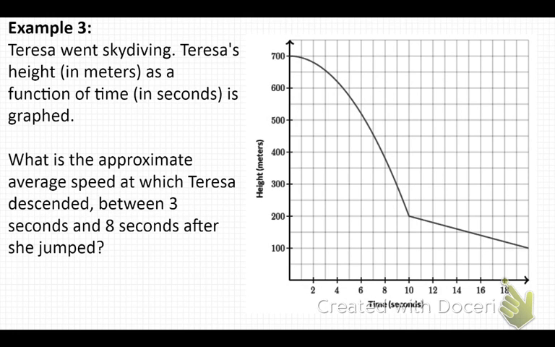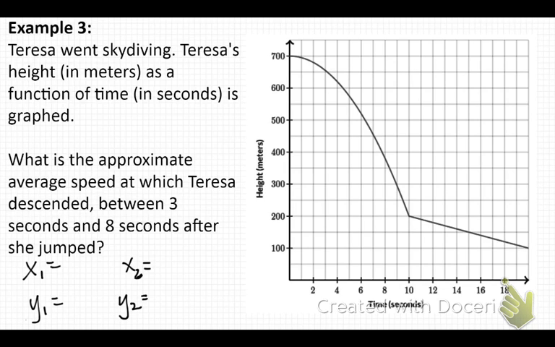It says, Teresa went skydiving, flipped to the backside. And this is why I said you can't count the rise over run every time. Teresa's height in meters as a function of time in seconds is graphed. What is the approximate average speed at which Teresa descended between 3 seconds and 8 seconds after she jumped? So, let's fill out our information. So I need my X's and my Y's.